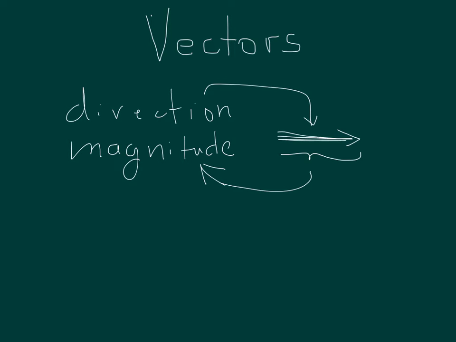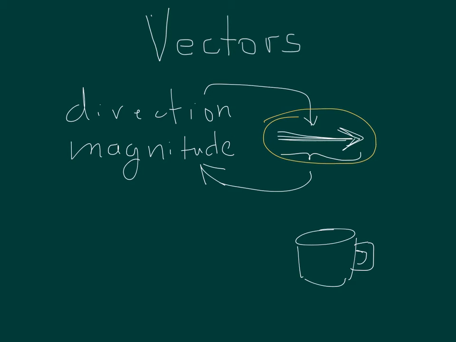The arrow itself is not the vector any more than this is a coffee cup. This is a drawing or a representation of a coffee cup. It's not a coffee cup. Likewise, this is not a vector. It represents a vector of this magnitude and this direction.